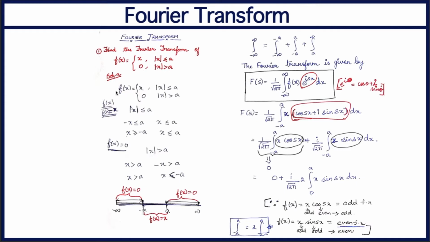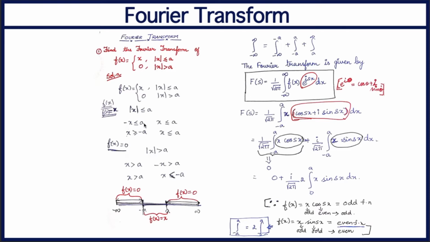First we write f of x is equal to x, take that part, and for that modulus of x is less than or equal to a. Whenever we have a modulus of x, that means you have a negative sign as well as a positive sign. So modulus of x less than or equal to a can be written as minus x less than or equal to a, and x less than or equal to a. So we multiply by minus 1.